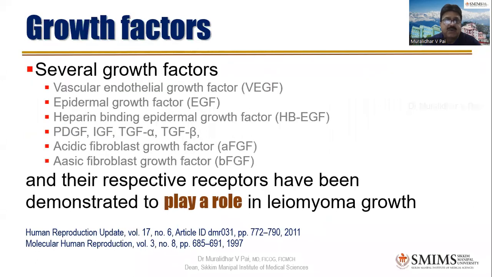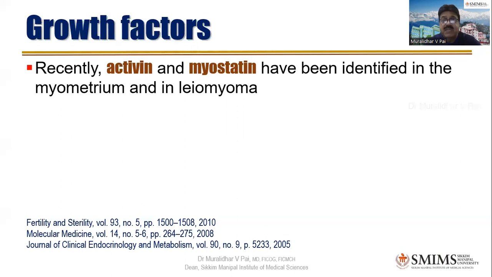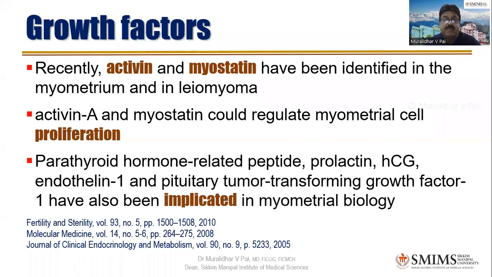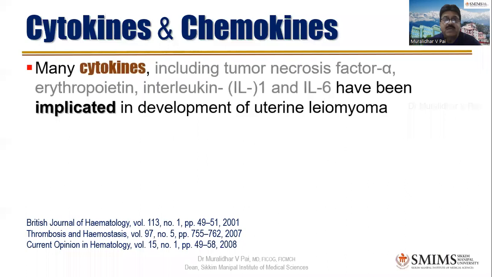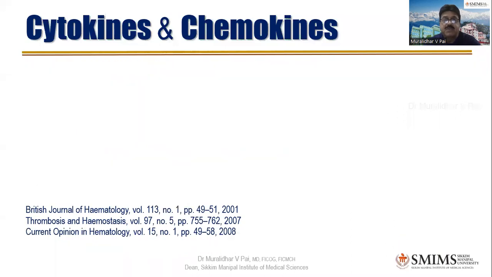Growth factors: several growth factors and their respective receptors have been demonstrated to play a role in leiomyoma growth. A whole lot of them. VEGF is the notorious one, EGF, HBEGF, a whole lot of the TGF series are involved. Recently, activin and myostatin have been identified in the myometrium and in leiomyoma. Activin A and myostatin could regulate myometrial cell proliferation, and parathyroid hormone-related peptide is also implicated in myometrial biology. Cytokines and chemokines: we know many cytokines have been implicated. Even chemokines and receptors have been shown to be mediators of the above-mentioned processes.